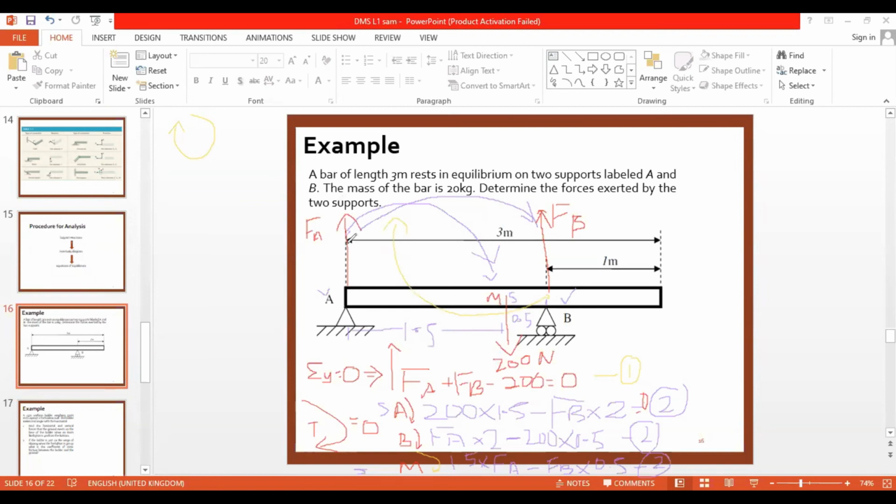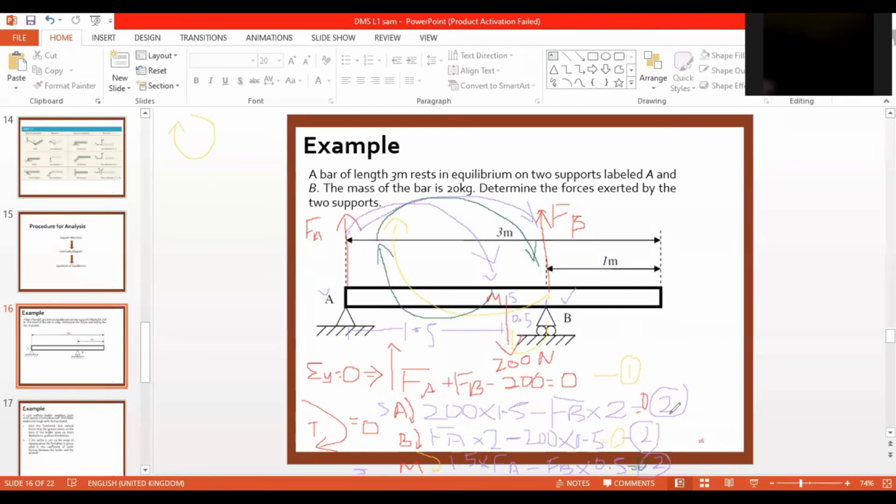If you see, FA is acting in a clockwise direction. So that is FA into the distance between A and B, which is 2 meters. So FA into 2. Then I have another force acting here. So I have equation A, equation B, and equation M. We'll see what will happen if I solve these.